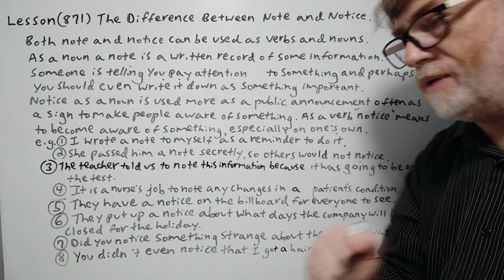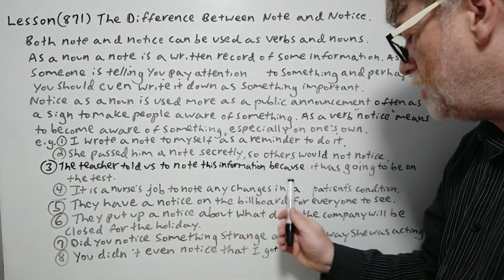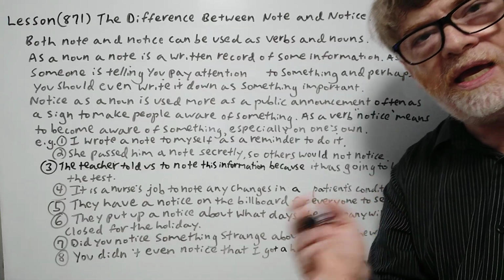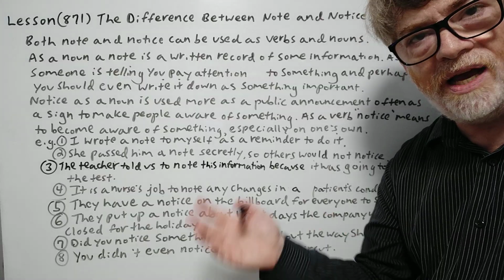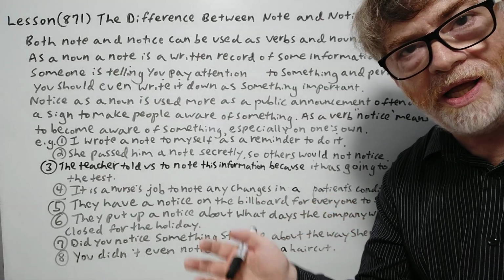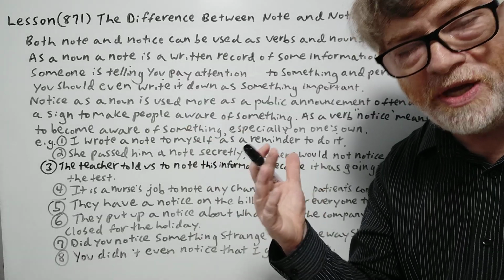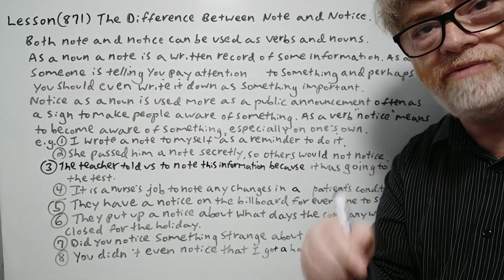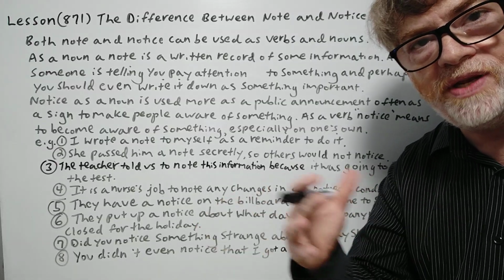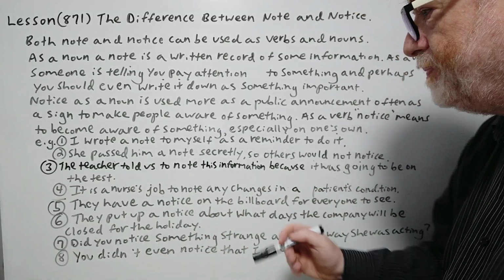You should note it. All right, number 4, it's a nurse's job to note any changes in a patient's condition. Yeah, you often see this in a hospital. The nurse will go around and she'll write down things about maybe the patient's blood or the heartbeat monitor or whether the patient has a temperature or not, things like that. It's important for her to note it. She writes it down. It's important information for the doctor, for him to make decisions about something.